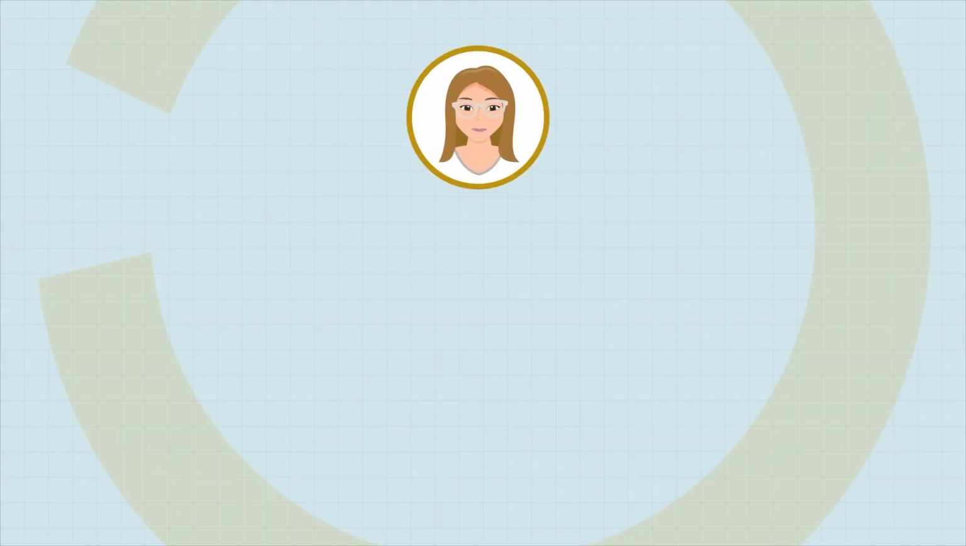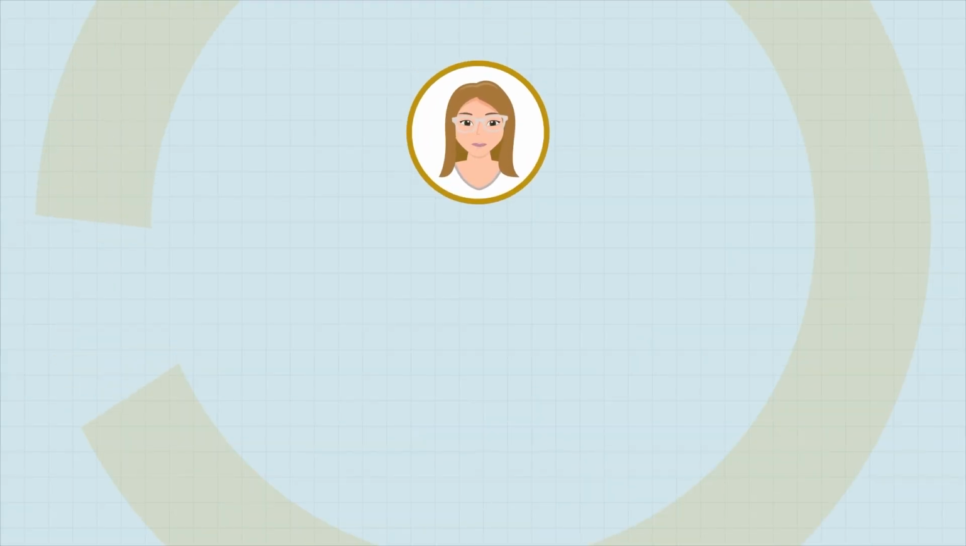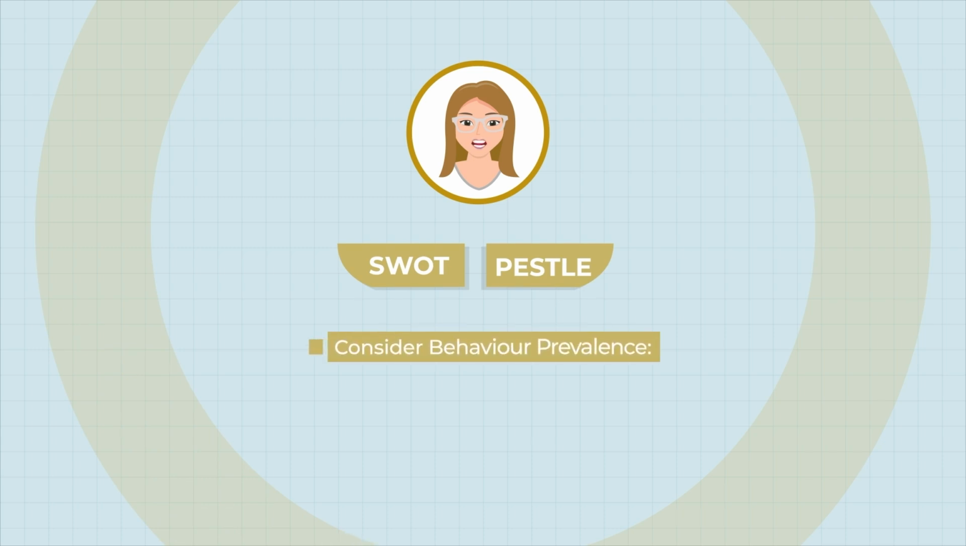But don't stop there. Delve into the details beyond the SWOT and PESTLE frameworks. Your situation analysis should answer some critical questions. Consider behavior prevalence. What is the current incidence of the behavior you're addressing? Whether you're promoting a positive change or discouraging a harmful habit, understanding who's most at risk and the consequences is key. Remember, the ripple effects often extend to friends, families, and the wider community.